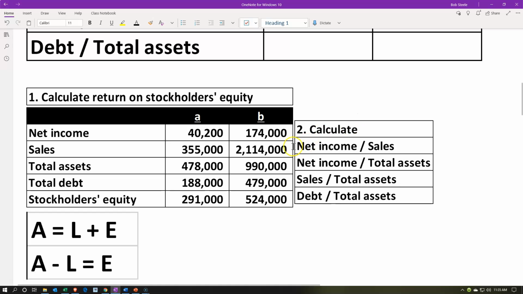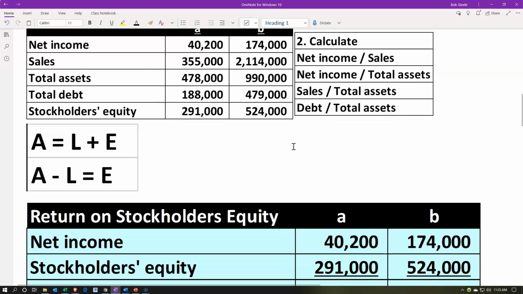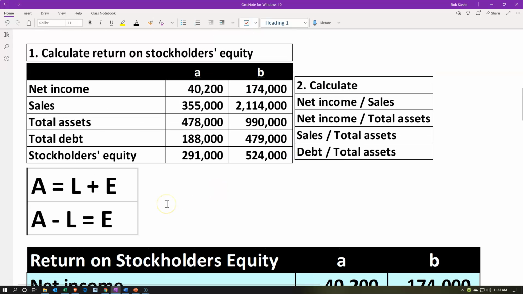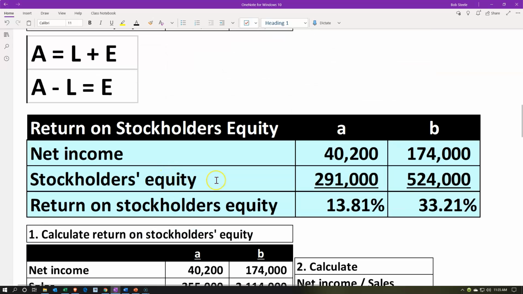Here we have a summary of our information, just a bit smaller so that we can go back to it more easily as we work through the practice problem. First item is return on stockholders' equity, calculated as net income divided by the stockholders' equity. That gives us the return on stockholders' equity.